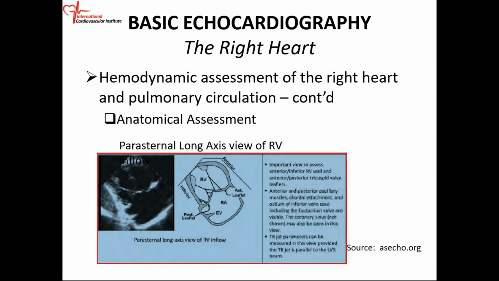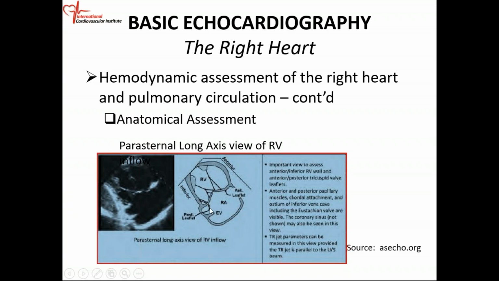So with your parasternal long axis view, well, this is your RV inflow view. Everybody knows how to get your RV inflow view, and this is what the cartoon looks like. The RV is on top, and the right atrium is down at the bottom. Of course, the papillary muscles are right here, and these are the chordae tendineae, and they anchor the leaflet.